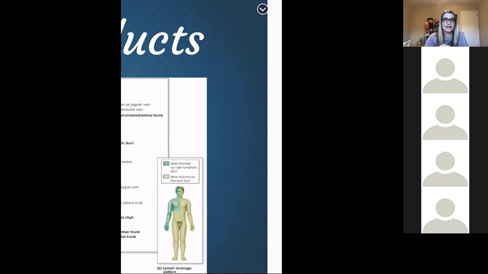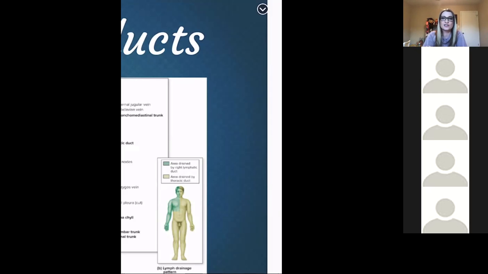The bronchomediastinal trunk, again, left and right here. This is going to drain the deep thoracic structures. And when I say drain, I mean it receives lymph from this area. So that's what that terminology means.